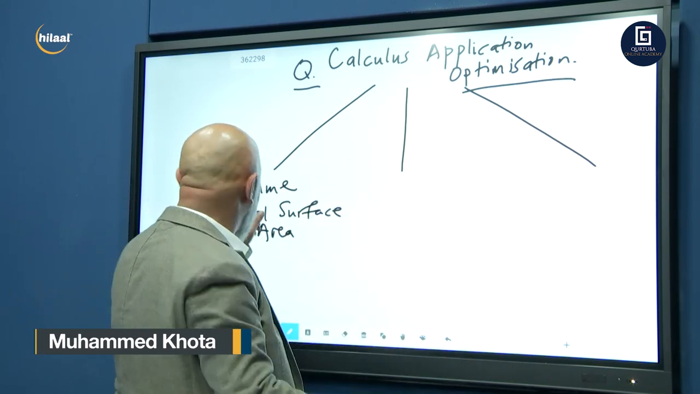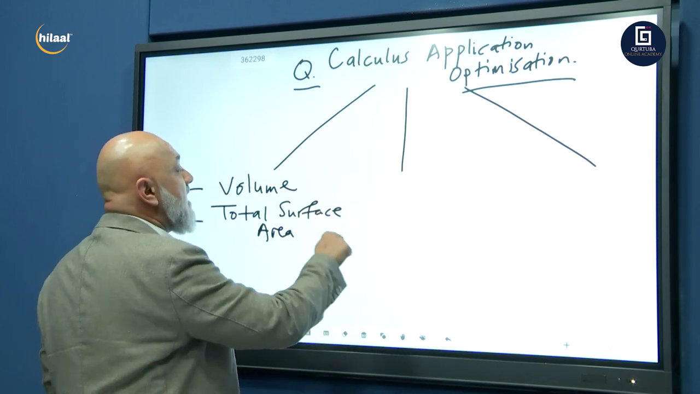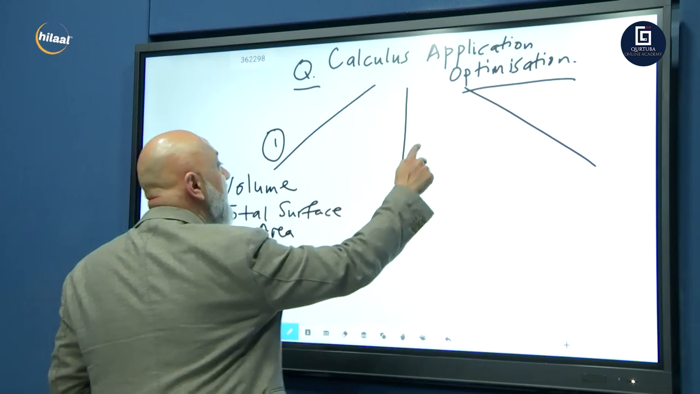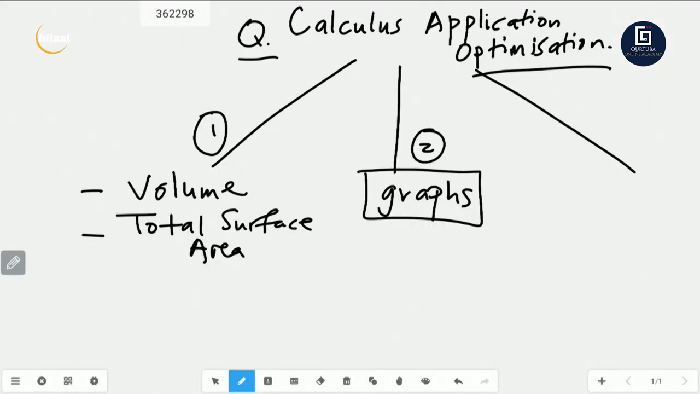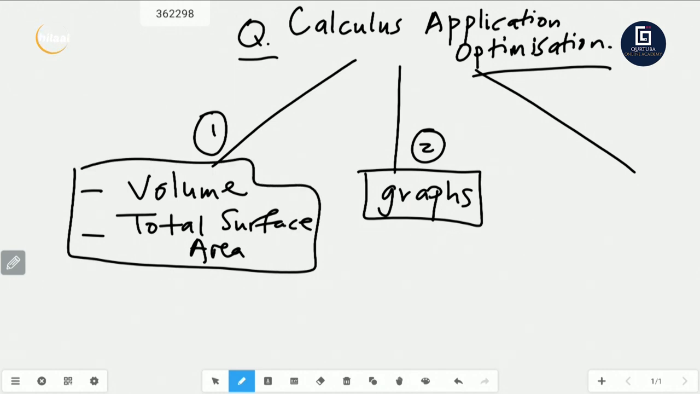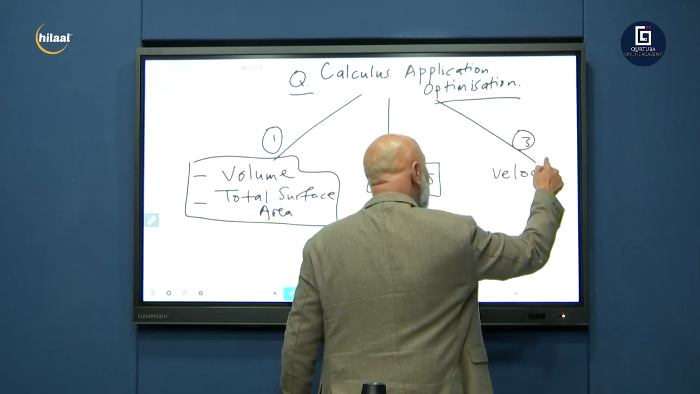Triangular prism, right? You can work out the volume and total surface area using calculus. Number two, we have graphical representation, using graphs. We're going to do each one of these, right? So this one here is volume and total surface area. There we have graphs. And the last one, you've got velocity and acceleration.